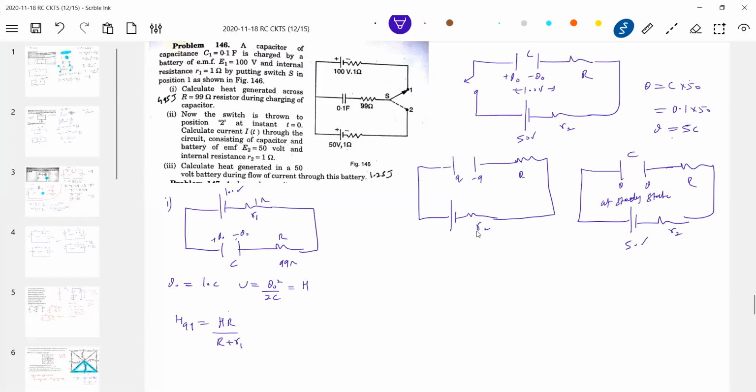So at any instant of time, if you check now, the current will flow in this direction. Tell me why, so you should look at the circuit here now. What is the state of this cell? Is it getting charged or discharged? It is getting discharged here. The cell is getting discharged.